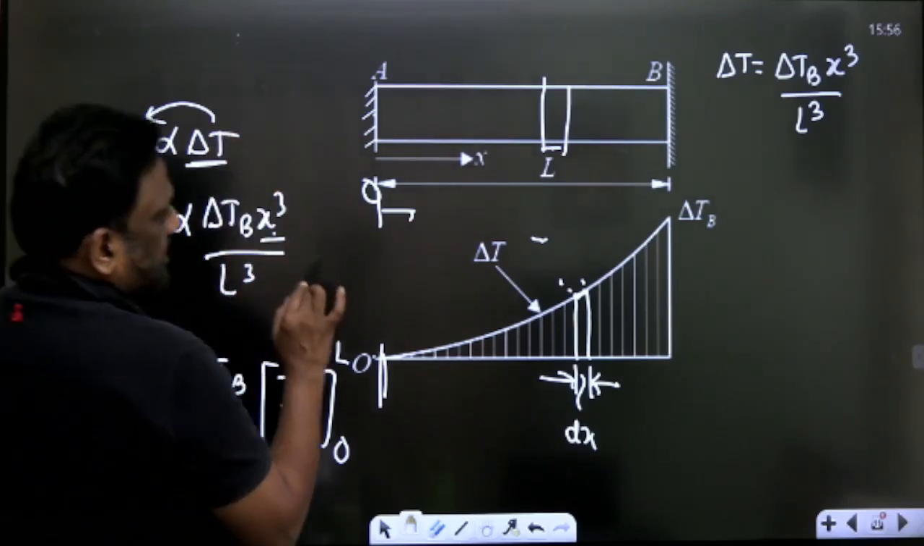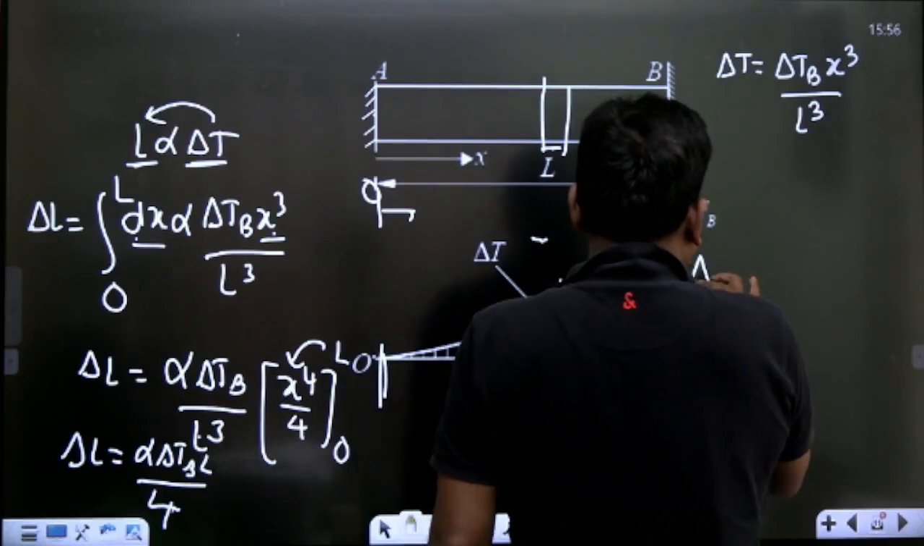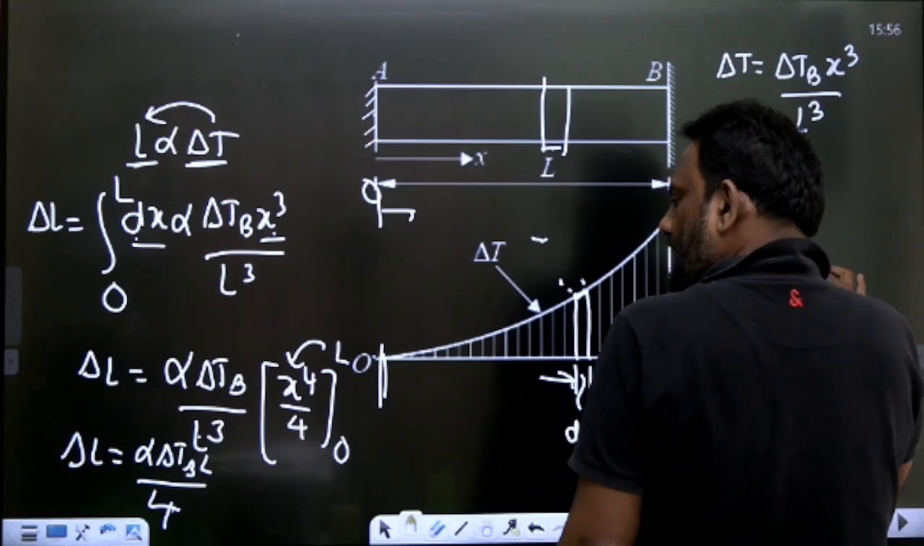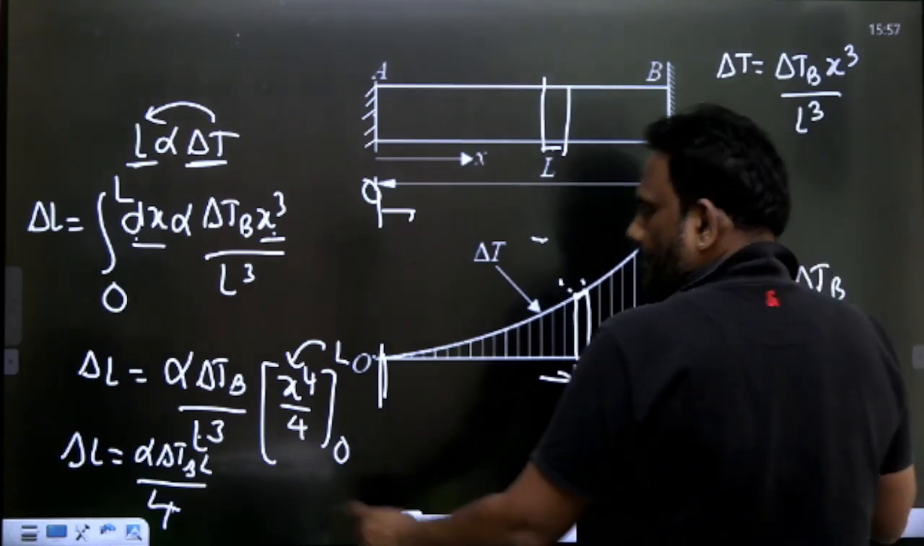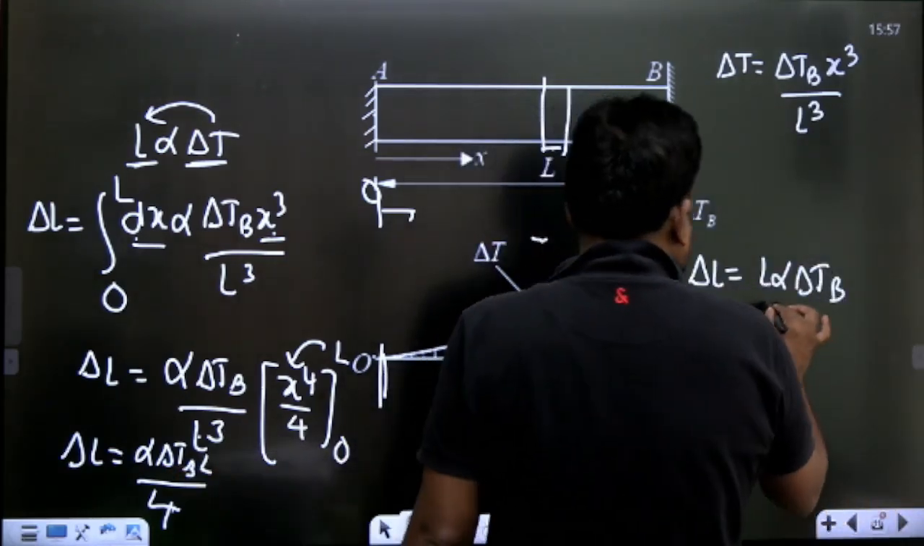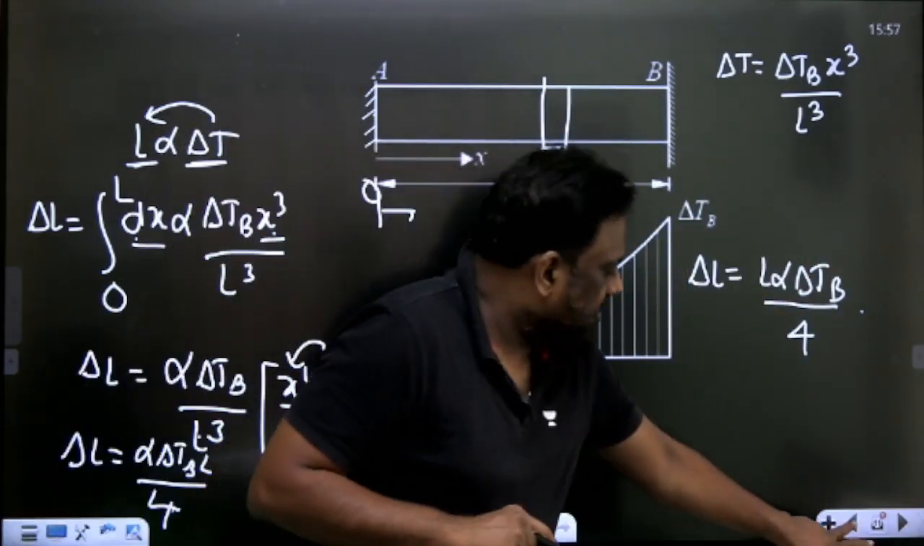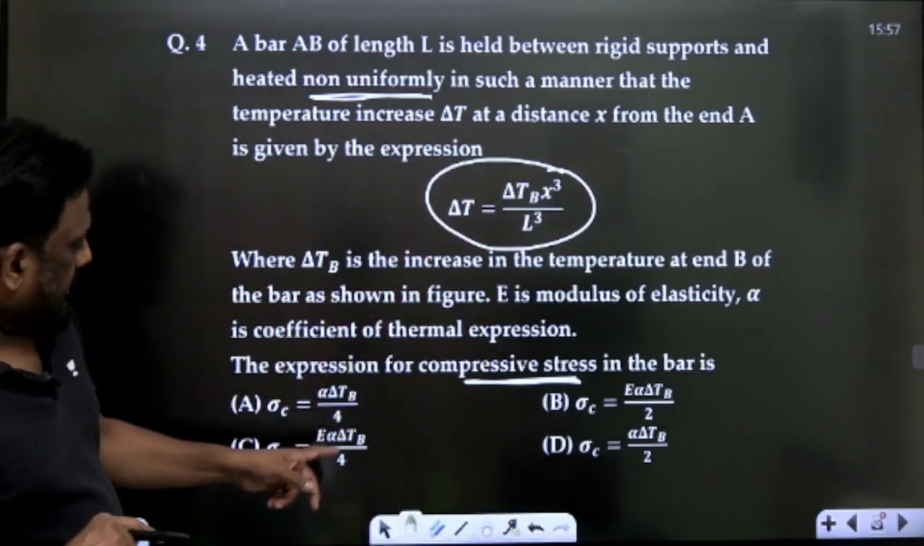So this is the free expansion. The free expansion is given by, there is no space here sir, the free expansion is given by L alpha delta TB by 4. Let me repeat. L alpha delta TB by 4. This is the free expansion. But what is he asking in the question, sir? What is he asking?